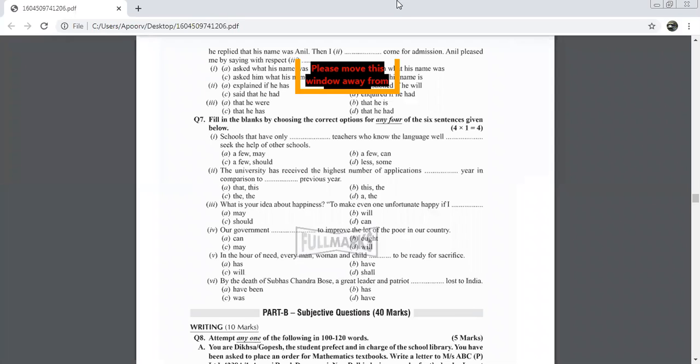In the hour of need, every man, woman, and child dash to be ready for sacrifice. No, it's written has. With every, we cannot have plural. Every, each and every always takes a singular verb. So it should be has. Option A. Has. Yes. Don't get confused, beta.